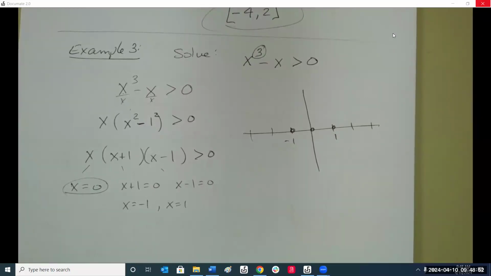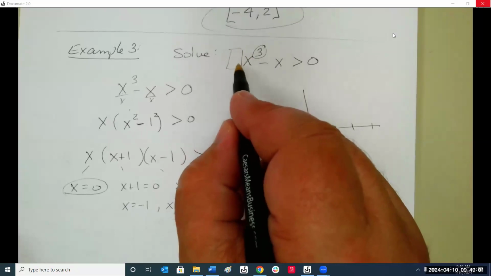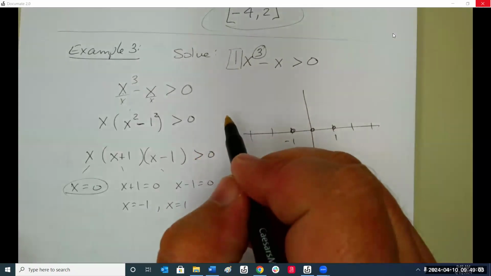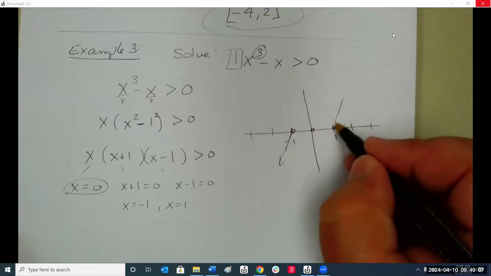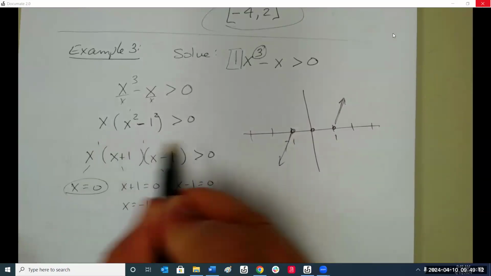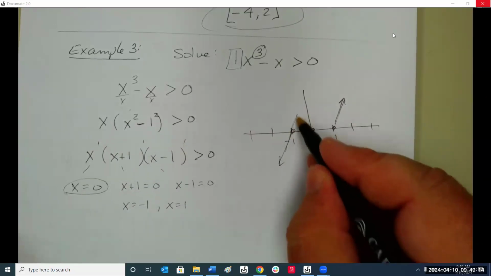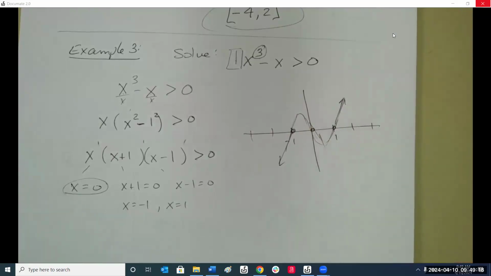What's the end behavior going to be? Down left, very good. Since the a is positive and n is odd, it's going to go down to the left, up to the right. And since each of these multiplicities is 1, they're all going to cross. See, you start putting together everything we learned. Now we have our graph.